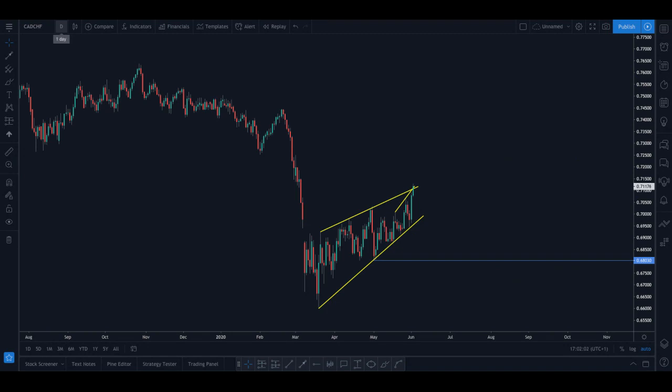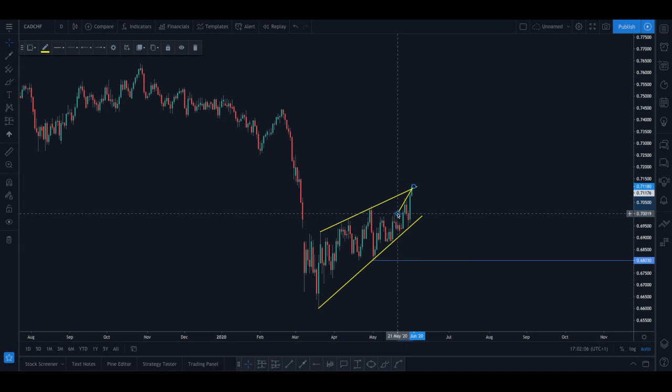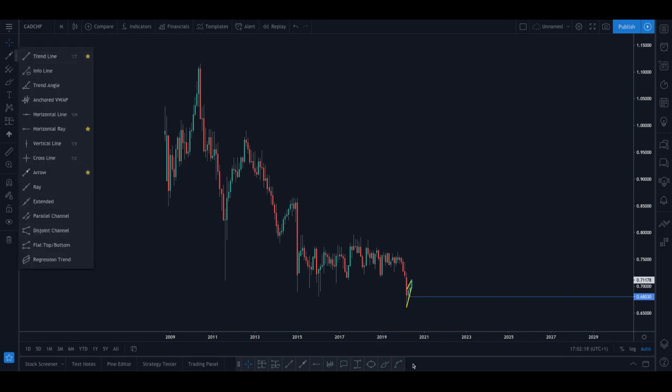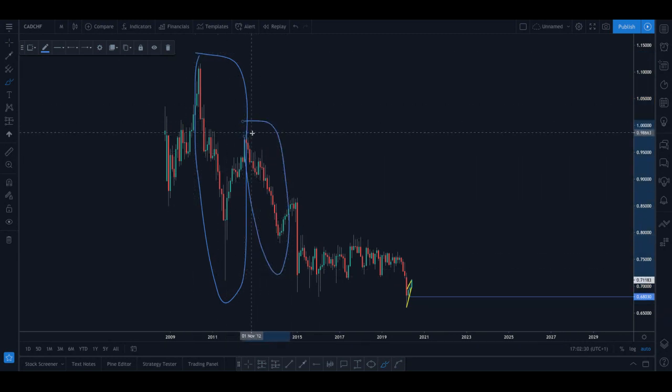I did actually send some analysis on this to the Discord, so be sure to check it out in the free analysis group. And yeah, this is the daily chart. We'll start off with the monthly. Price has had a history of big impulsive moves. You can see here, this big phase, another one, correction, and another impulsive move.